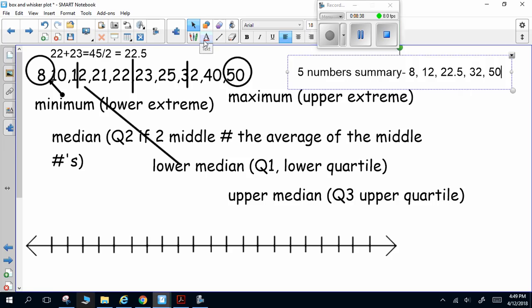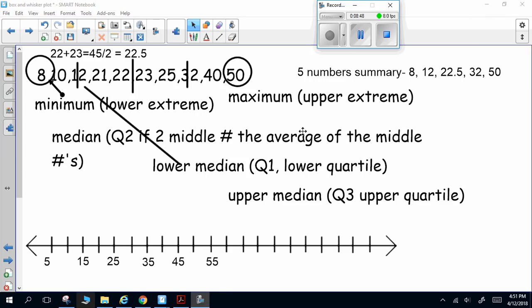So I'm going to number off my number line. My lowest number is 8. My highest number is 50. So I think I'll count by 5s. So I'm just going to real quickly put in the 5s for you. Okay, so I've got my number line set up, and I decided to count by 5s, but I left these spaces here so my number line wouldn't be all smashed up. And so now I'm going to put my numbers on my number line.